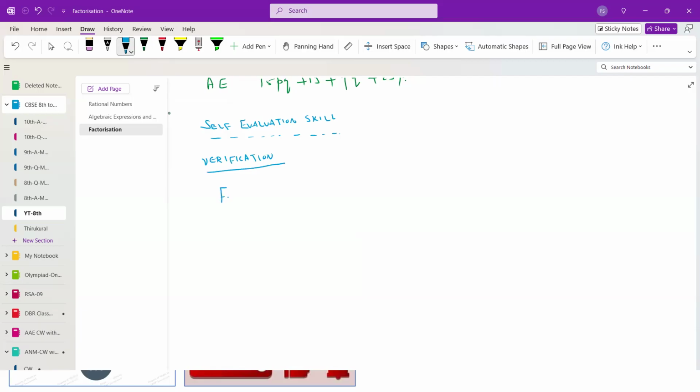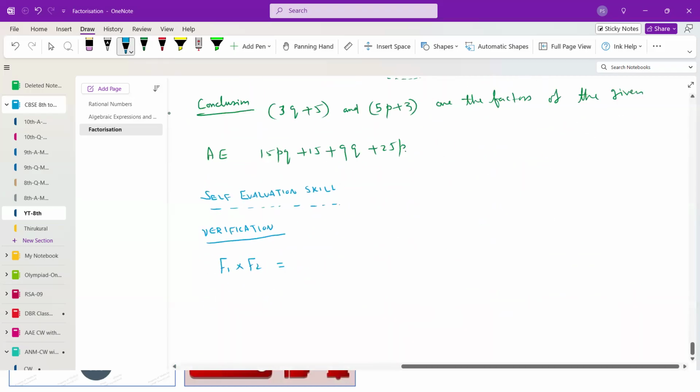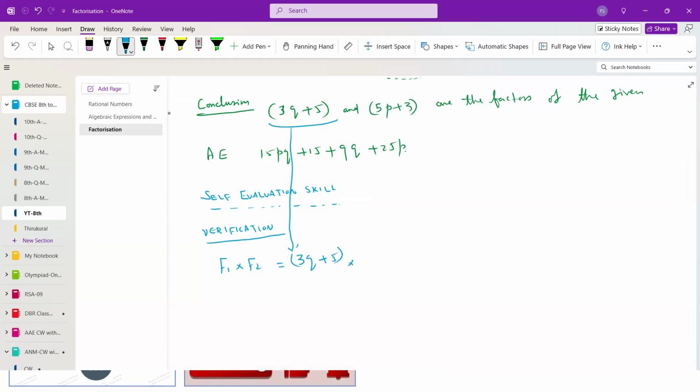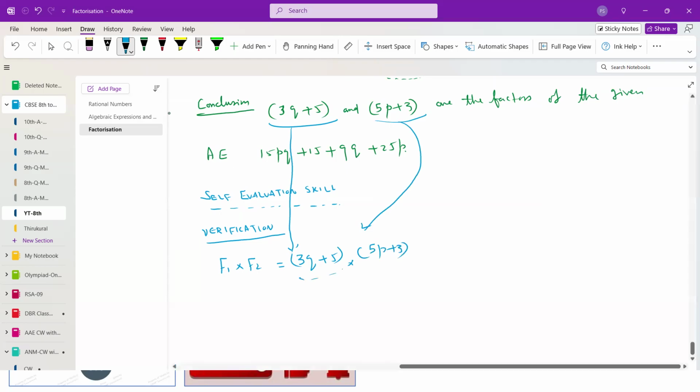What is that? Factor 1 into factor 2, which is equal to... So what is factor 1 here? Factor 1 is this, 3q plus 5, into what is factor 2? This, 5p plus 3. This is your binomial 1 and this is your binomial 2.